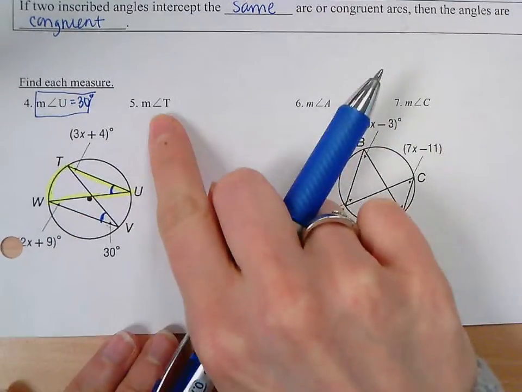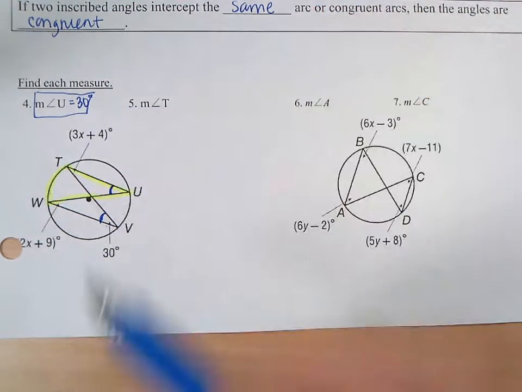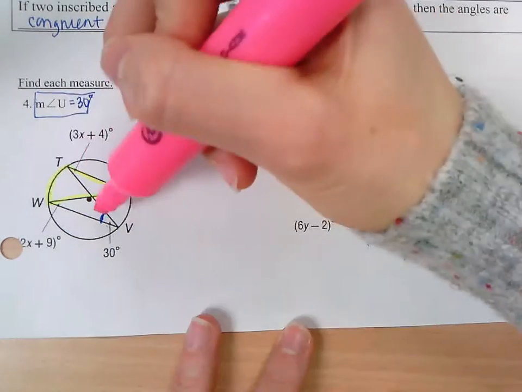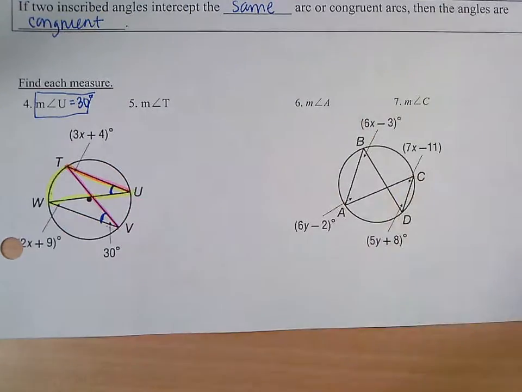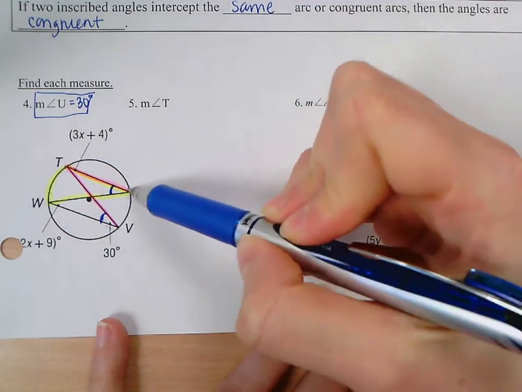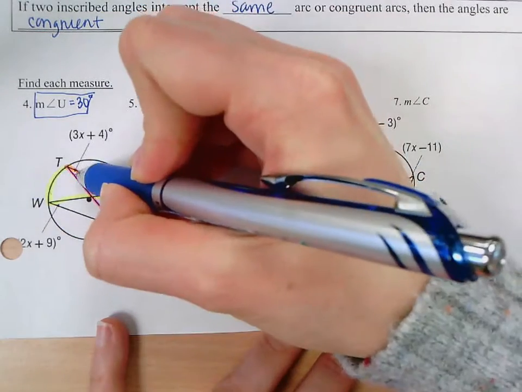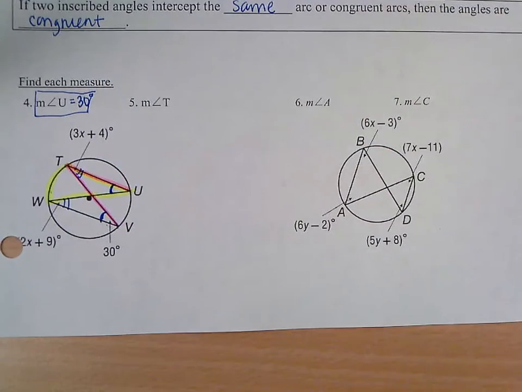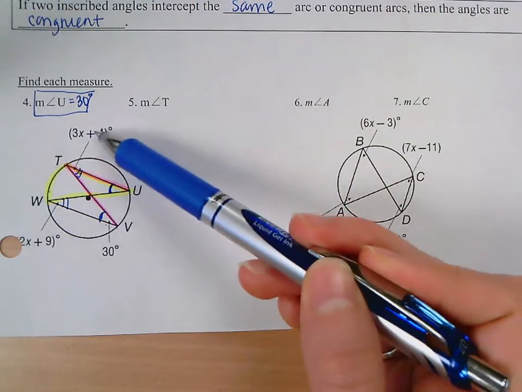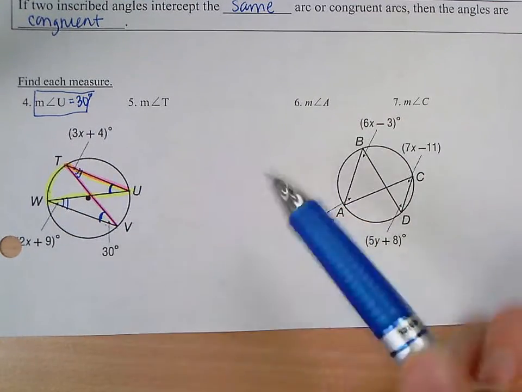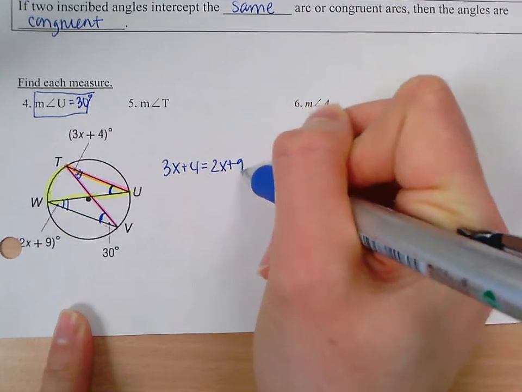And then example 5, finding the measure of angle T, is similar. If we look at angle T, that is an inscribed angle, and that intercepts arc UV. And then I notice another angle for arc UV is angle W. So angle T and W must be congruent to each other. And that allows us to find the measure of angle T because then I can set those expressions equal to one another. So I know that 3x plus 4 must equal 2x plus 9.